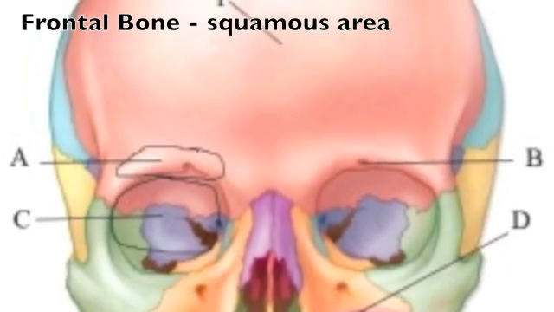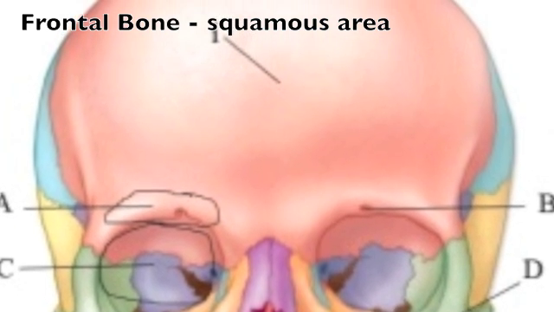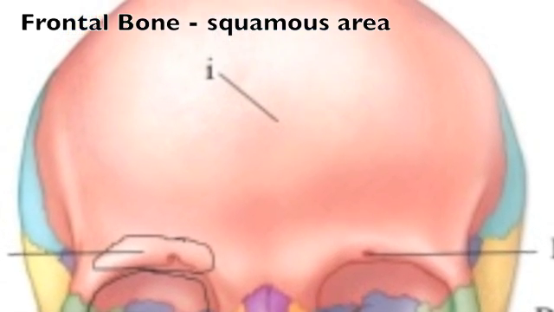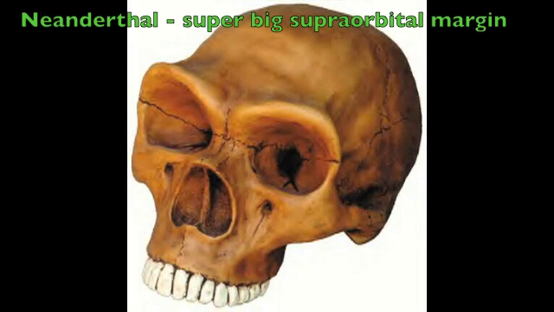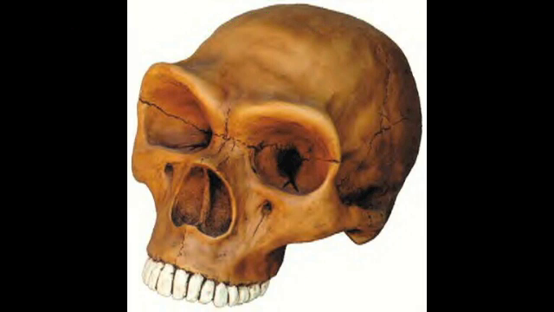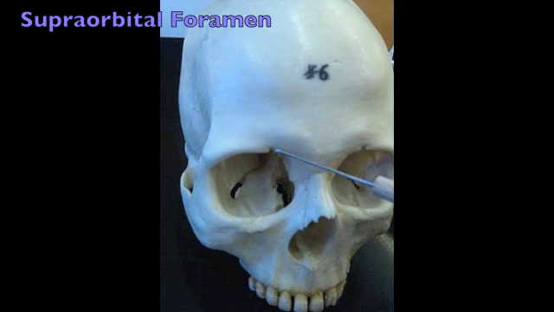Frontal bone. The squamous part of the frontal bone is the forehead. It's flat. The supraorbital margin forms the superior or upper part of the eye socket. There's a supraorbital foramen in the supraorbital margin, which is the eyebrow ridge.